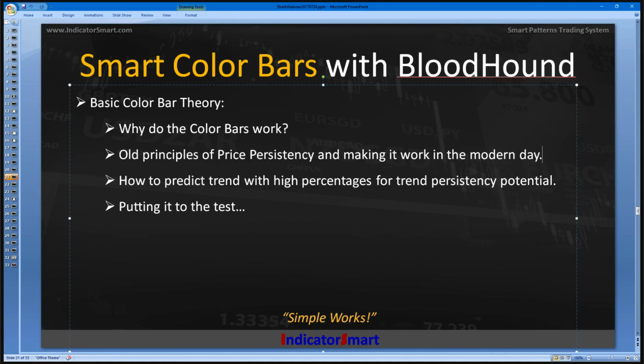So how do we predict trend with high percentages for trend persistency potential? Let's predict the color of the next bar with about 87%. So you get a bar, it's blue, and 87% of the time the next bar is going to be blue. And when that next bar is blue, it predicts the next bar is going to be blue at about 87% too. And so then you get serial persistency, or autocorrelation as it's sometimes called.